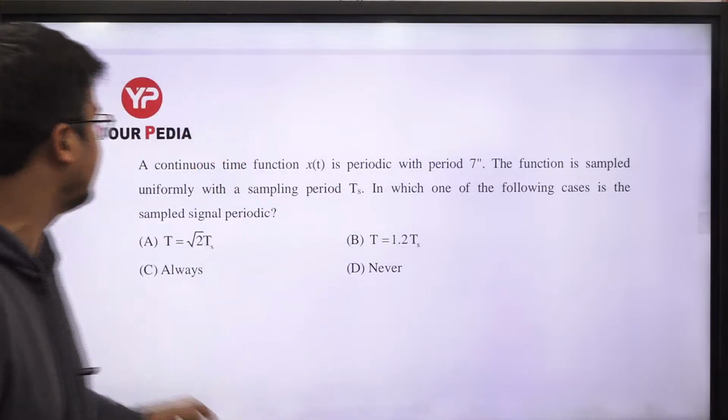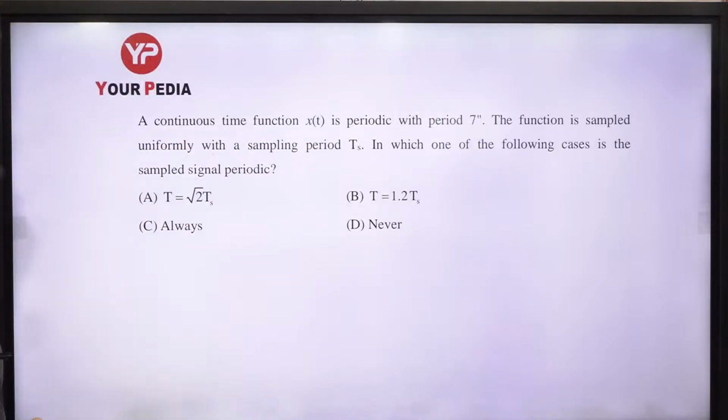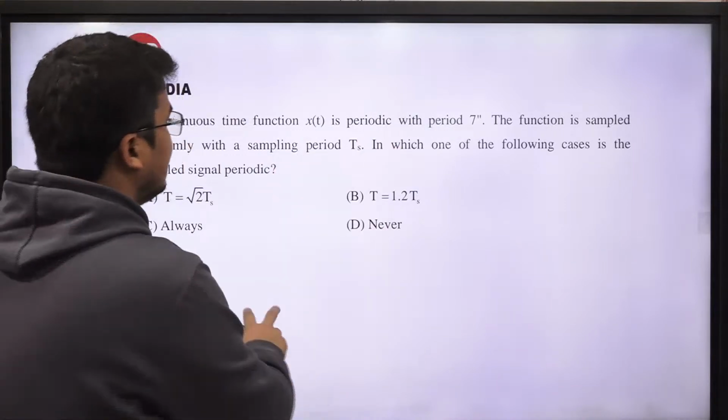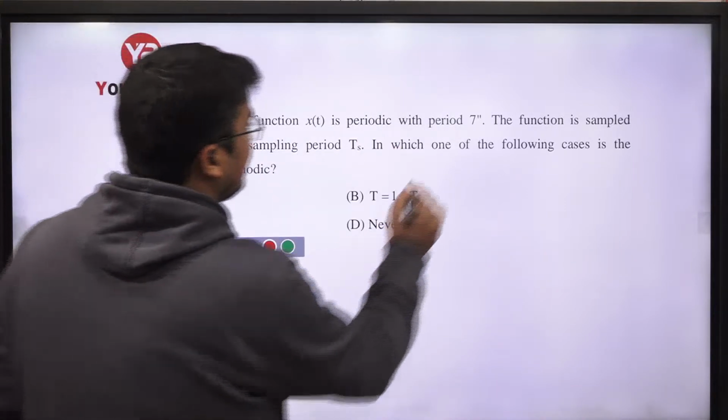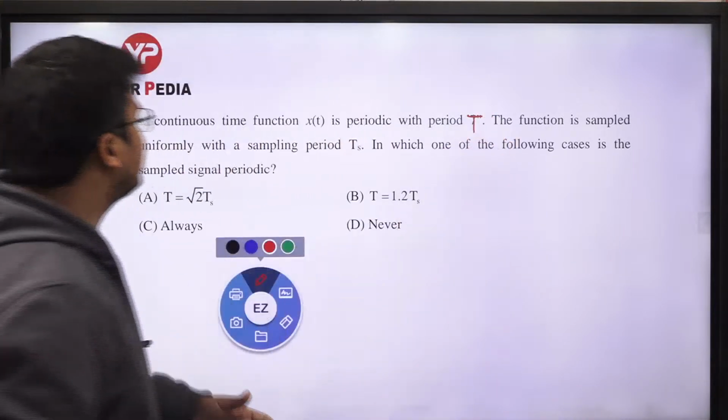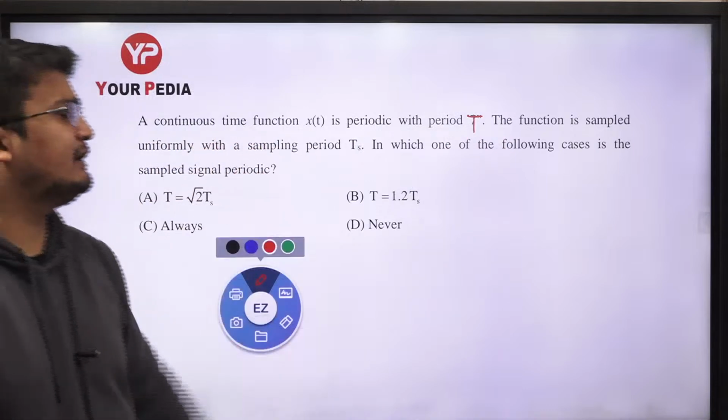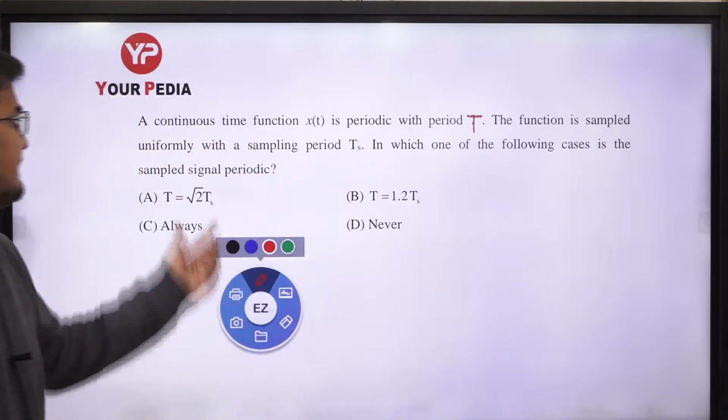Sequence goes like this, okay? Next, a continuous time function x of t is periodic with period T. So this is period T. Fine, very good question. The function is sampled uniformly with a sampling interval Ts. In which of the following cases is the sampled signal periodic?